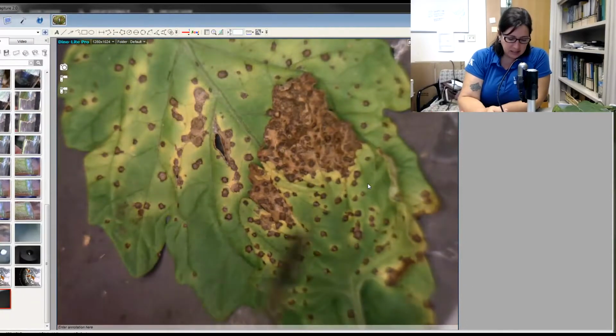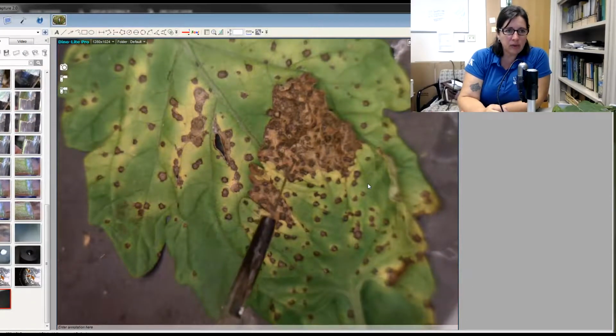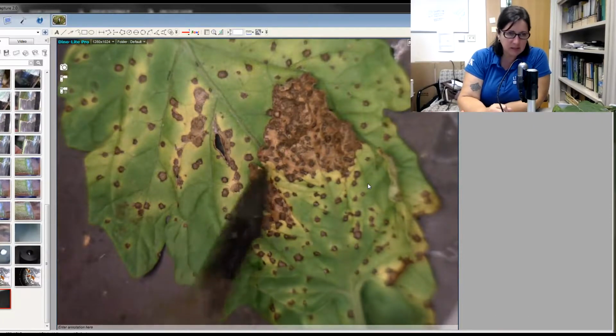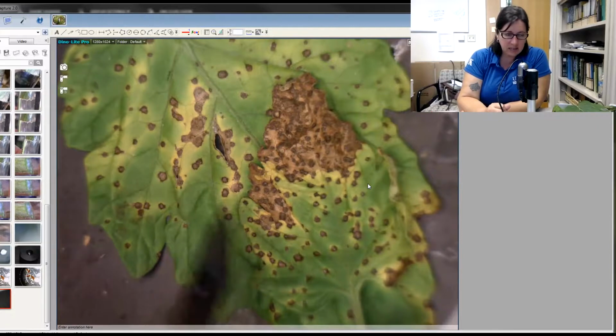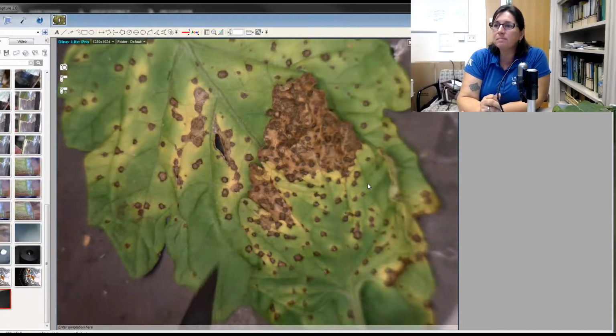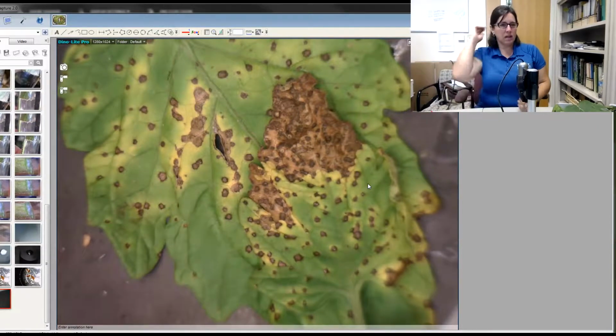All right. I see the edges, but this is another thing. As tissue starts dying, if it was bacterial, you couldn't see the spots anymore. But here you can still see the spots even through necrosis. Necrosis, again, is death of tissue. And so that's another indication. And this was the bottom leaves, which is where Septoria comes in. This was not the top leaves.